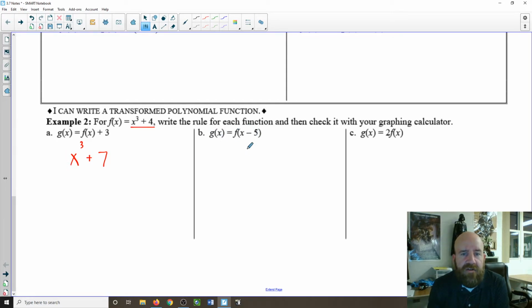For the next g of x, we have a shift to the right 5. That's how we see that, remember? It's inside parentheses. So if we're shifting to the right, it means we're applying that to the x value. So all we have to do here is x minus 5. We're replacing all the x's in the function with x minus 5. So x minus 5 to the 3rd plus 4.